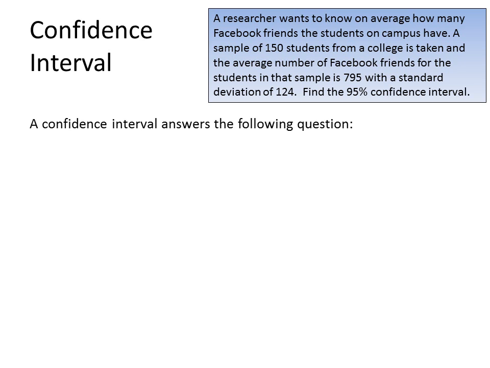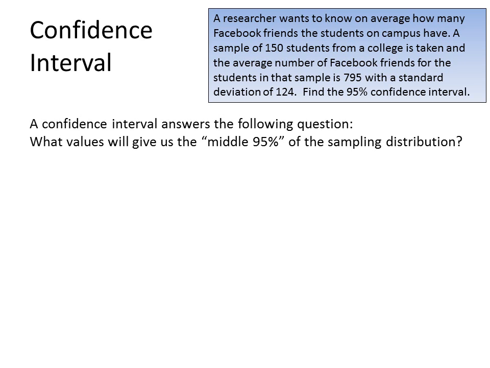So here is what we know. The confidence interval is going to answer the following question. What values will give us the middle 95% of the sampling distribution? Now, this is basically asking us to do one of those problems that we had in our warm-up to this video. That is, we're looking for the middle 95% of some sort of normal distribution.